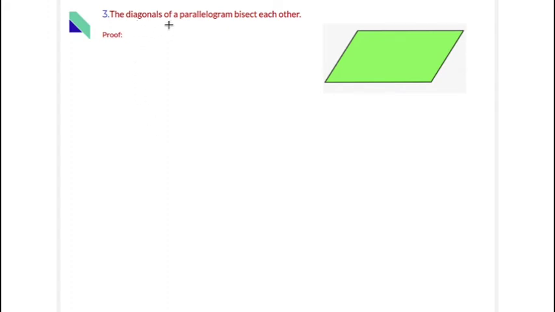The diagonals of a parallelogram bisect each other. Okay, so for this also we will draw diagonals. First of all, we will name it, say A, B, C and D. Okay, so we will write here ABCD is a parallelogram.